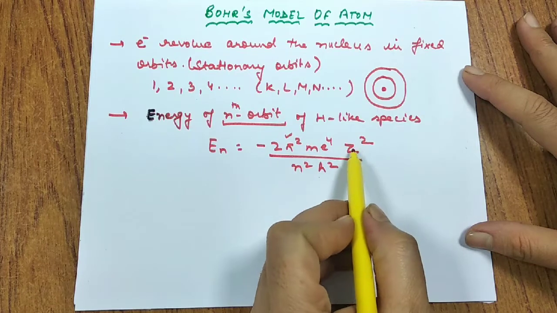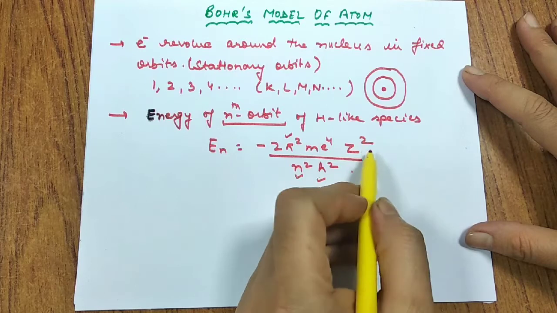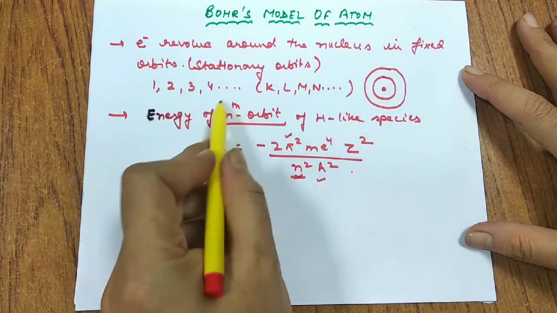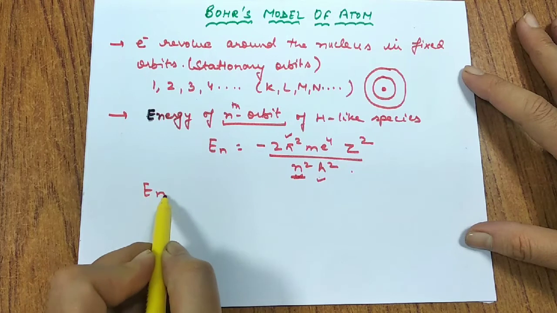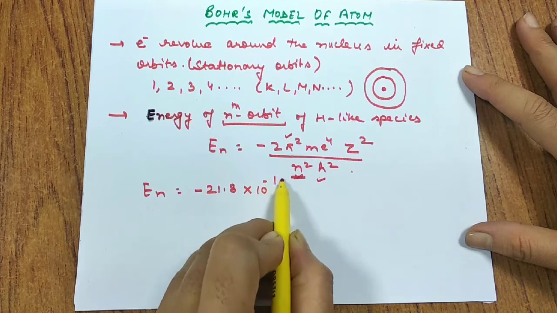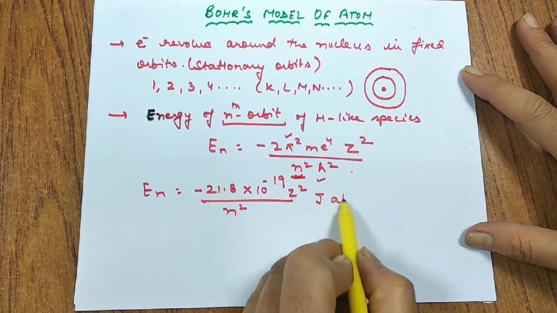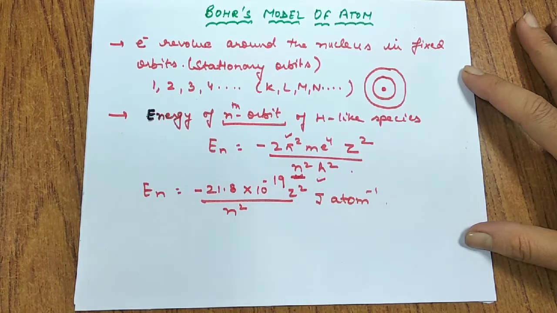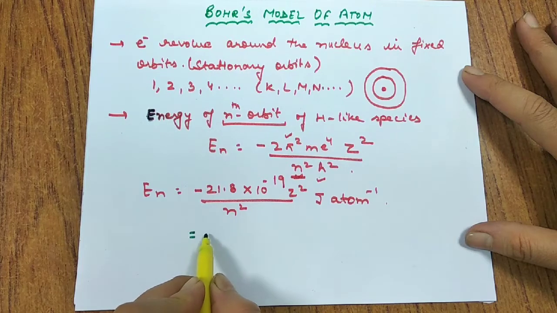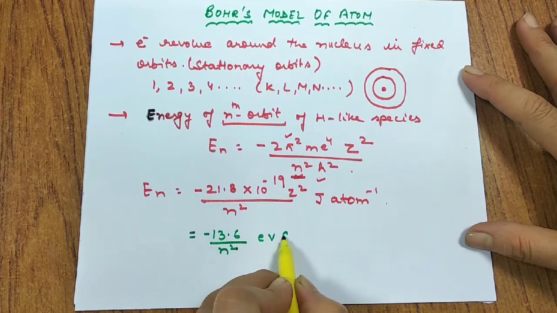By putting the values of m, e, h except z and n, because we don't know what n is, we get the value of E as minus 21.8 into 10 to the power minus 19 z square by n square joules per atom. This is the energy of an electron in the nth orbit. It is equal to minus 13.6 z square by n square if I take it in electron volt per atom.